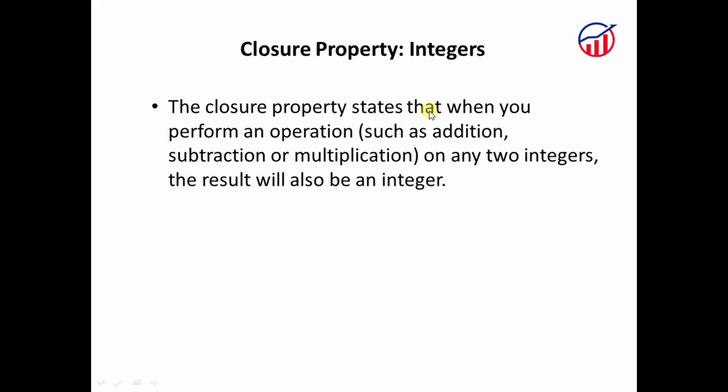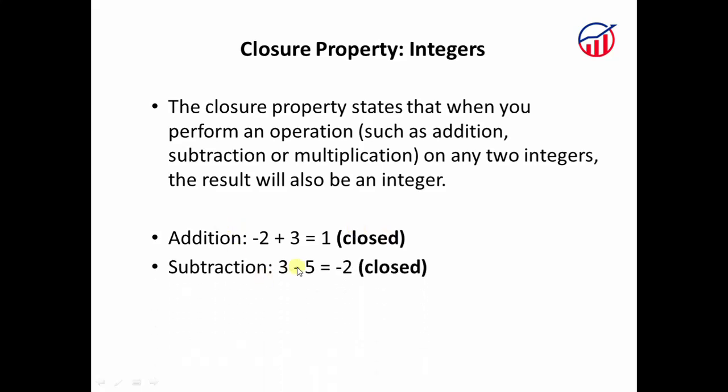The closure property states that when you perform an operation such as addition, subtraction or multiplication on any two integers, the result will also be an integer. So let's check it out. For the addition, we have taken two digits over here, minus 2 plus 3, which is equals to 1. Since this is also an integer, we call this property closed for addition.